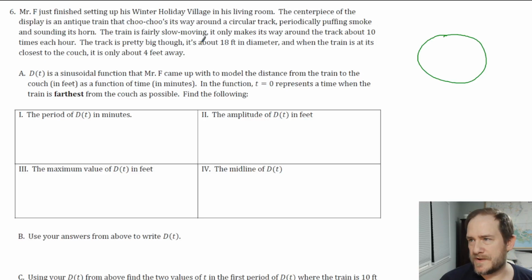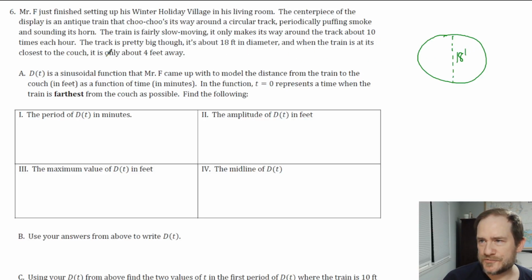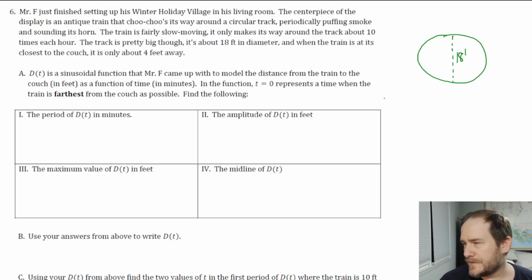The track is pretty big though. It's about 18 feet in diameter. That sounds like something worth writing down. That's 18 feet. And when the train is at its closest to the couch, it is only about 4 feet away. So this is a couch. And we are 4 feet away from the couch.